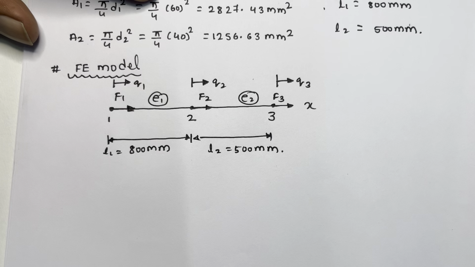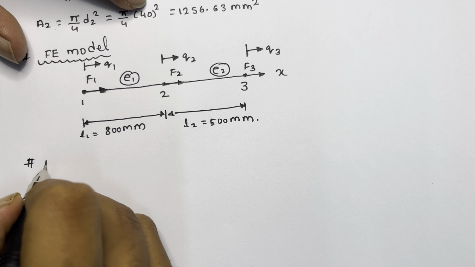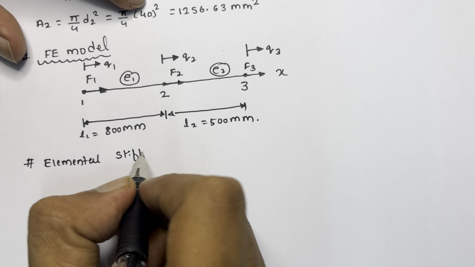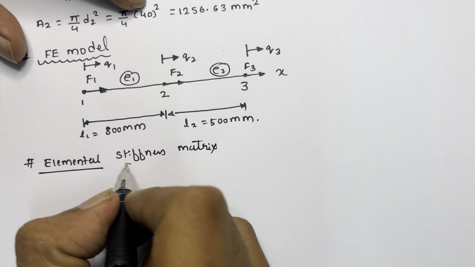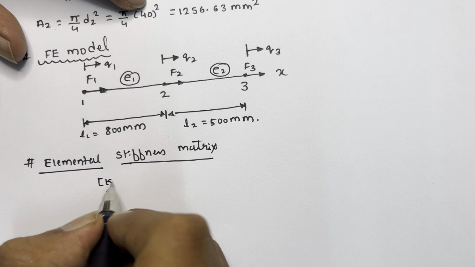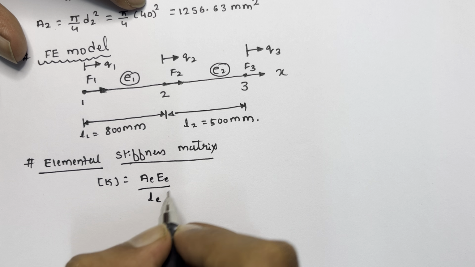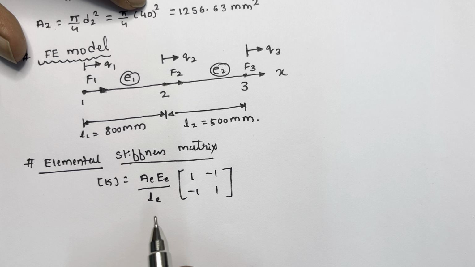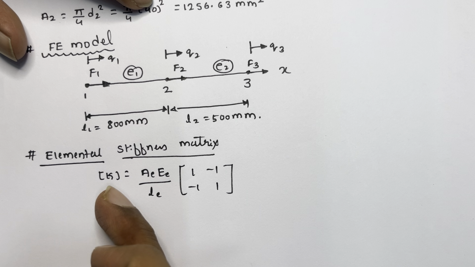Next we have to write the elemental stiffness matrix, that is given by K is equal to AE by LE times the matrix 1 minus 1, minus 1 1. Here the E indicates the number of the element. Okay, here we have two elements, so we have to calculate K1 and K2.